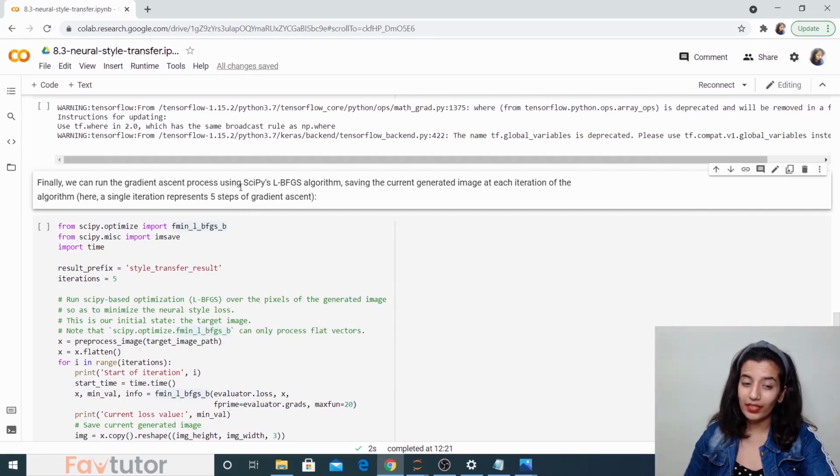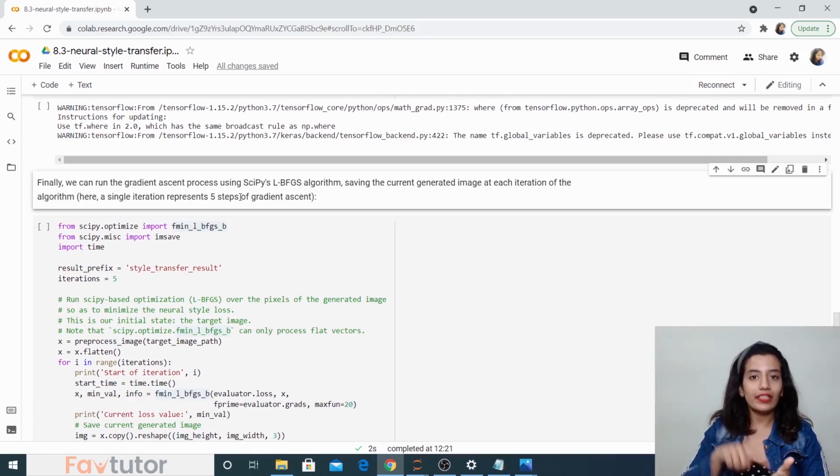This is the algorithm which we have to import from SciPy. That's why at the beginning I installed SciPy here. So this basically works on the optimization, and I'm giving the steps as 5 steps of gradient ascent. So I'm making 5 iterations.